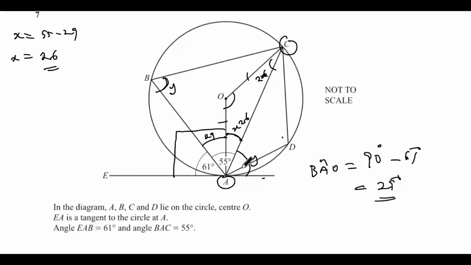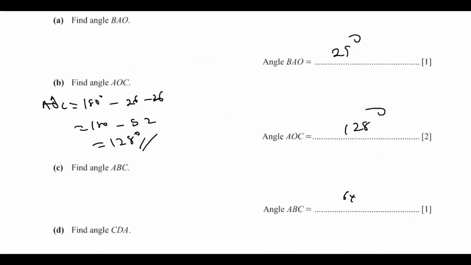So angles on a straight line add up to what? 180 degrees. So we can say 180 degrees minus 61 minus 55 will give me the value of Y. So let's write Y equals 180 minus 61 minus 55. So that would be 64. Y is equal to 64 degrees. So if Y equals 64 degrees, then the angle ABC is also 64 degrees because they are angles in alternate segments. So let's scroll down here and write 64 degrees here.